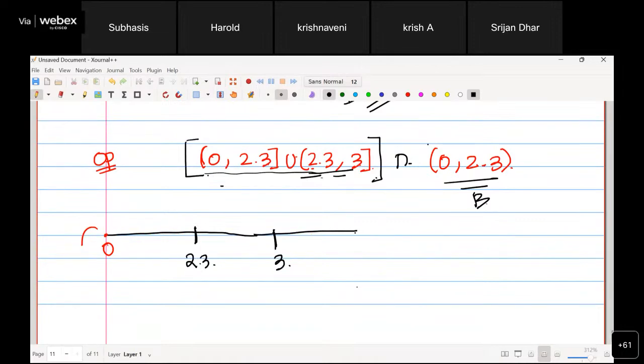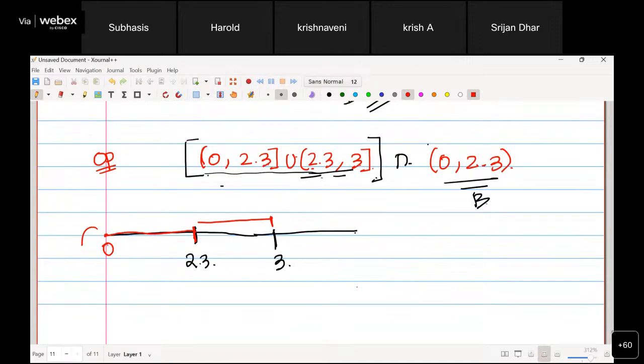What will be the union of these two sets? For the first set, you are taking 0 to 2.3, where 2.3 is included. For the second set, you are not including 2.3. So you are excluding 2.3 and then going up to 3.